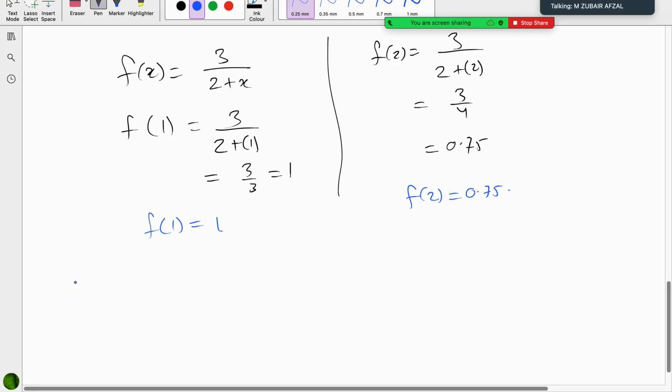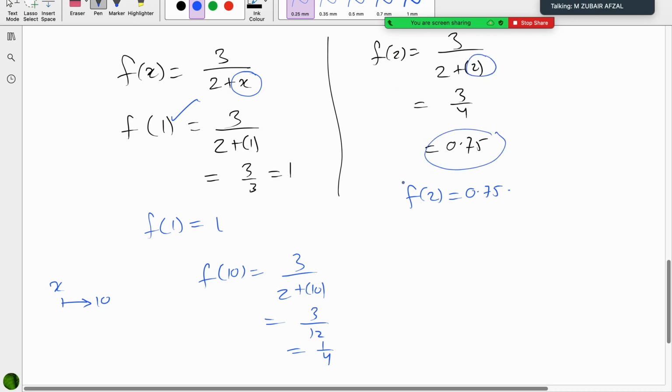But what if I say x approaches 10? So f of 10 is equal to 3 over 2 plus 10, which is 3 over 12, is 1 by 4. It is not exactly 1 by 4. Now we will say f of 10 is approaching 1 by 4. If you have noticed one thing, the value of x was 1, then increased to 2. When the value of x is increasing, the answer is decreasing. When x became 10, the answer decreased even further, 0.25, because x is in the denominator.